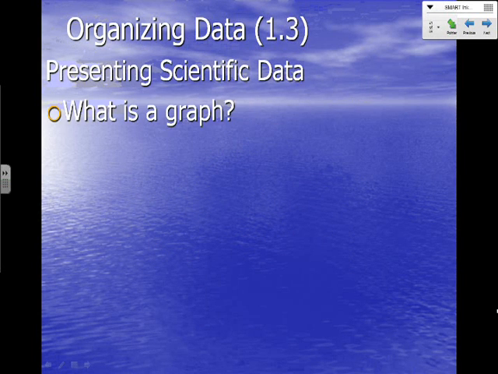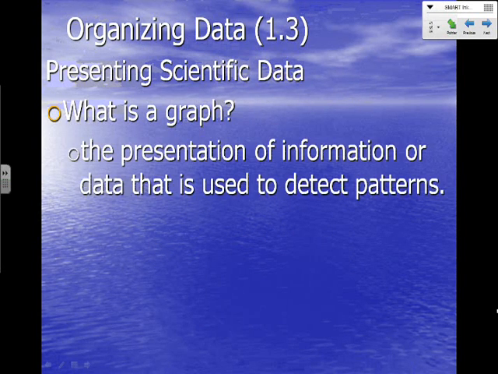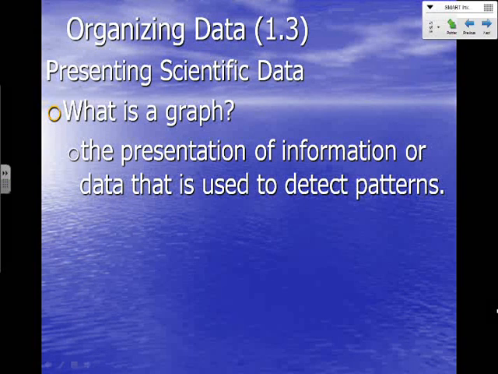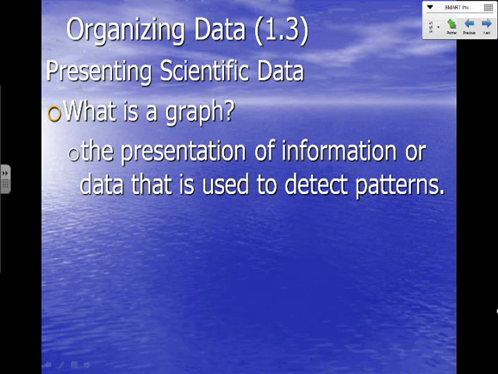One way to present data is in a graph. Now, a graph is a presentation of information or data that is used to detect patterns, and it shows the pattern on the graph so that it makes the data easier to read for the person you're presenting to. That's the whole reason for using graphs, and make sure you know that. The reason we use graphs to present data is so it makes it an easier to read format.